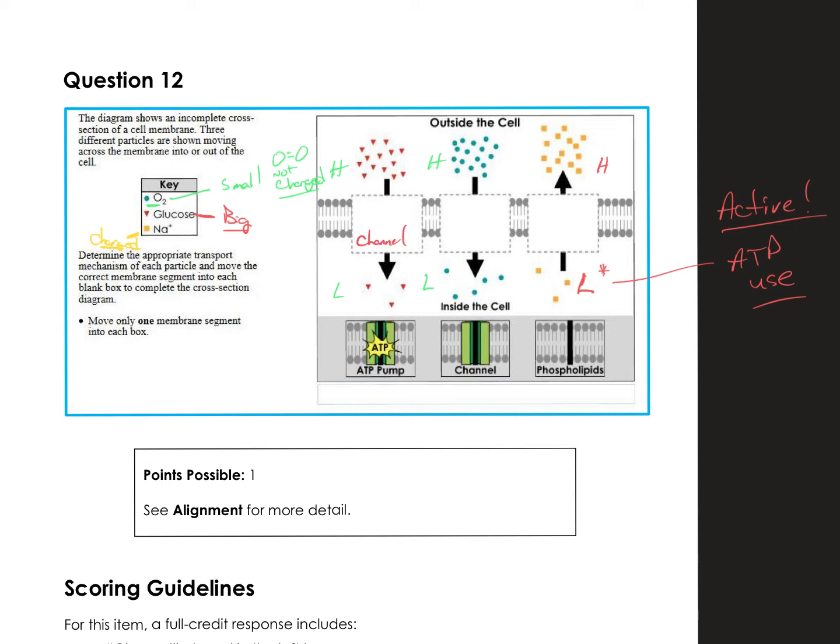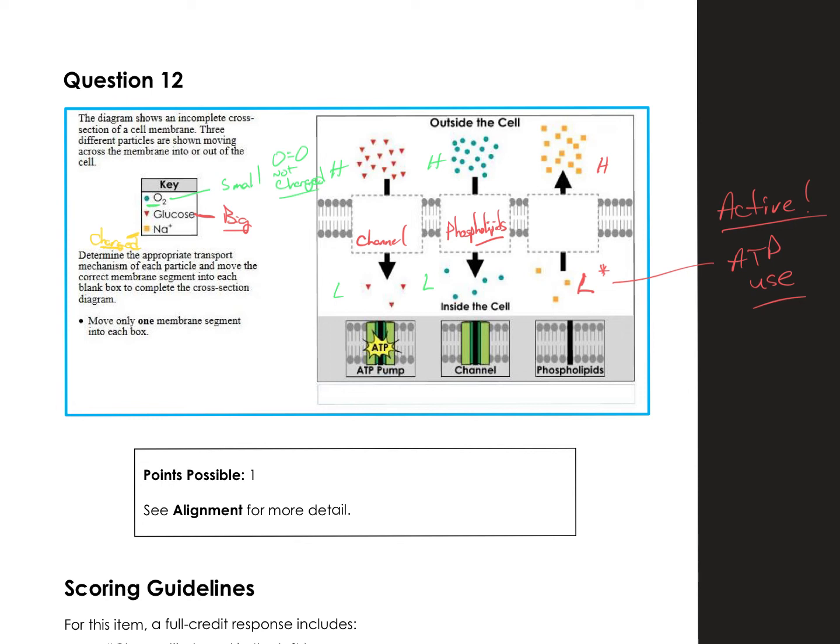This next one doesn't need anything. It just needs phospholipids. It doesn't need a channel at all. It just needs the phospholipids would go there. And it's phospholipids because it's oxygen, it's nonpolar, and it's small.